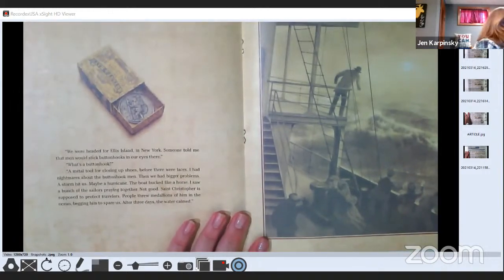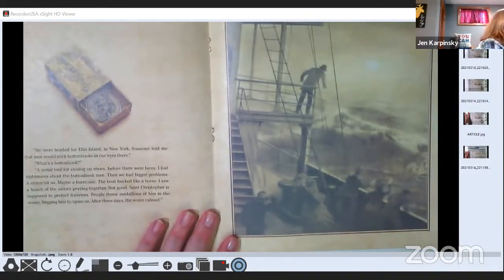We were headed for Ellis Island in New York. Someone told me the men would stick hooks in our eyes there. What's a button hook? It's a metal tool for closing up shoes before there were laces. I had nightmares about the button hook men.